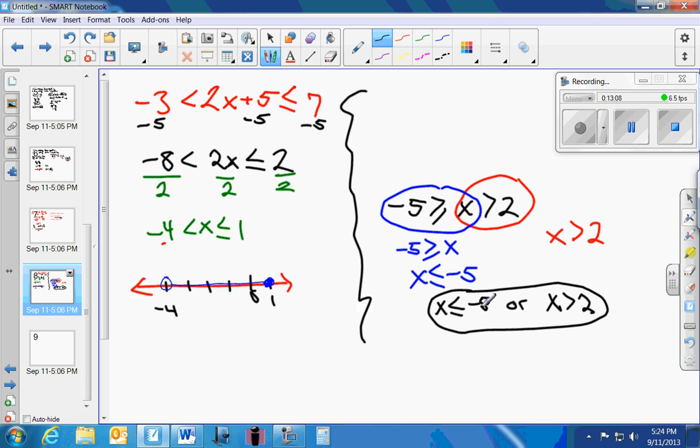What that looks like on a number line, I need negative 5 and 2, so that's negative 5, negative 4, negative 3, negative 2, negative 1, 0, 1, and 2. Okay, I don't necessarily have to label everything. I'm fine if you just label and put everything where it goes.